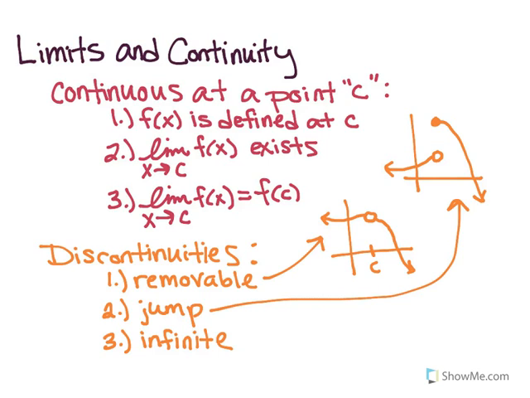A jump discontinuity, if you look up here in the top right, it's like your function jumps from one y value to a completely different one. It's not smooth. This typically happens with piecewise functions, but that's your jump. And this is also called a gap discontinuity as well. And lastly, an infinite discontinuity is when I'm at my point C, if both or one of the sides of my limit are going to infinity or negative infinity, then we say that it's an infinite discontinuity.